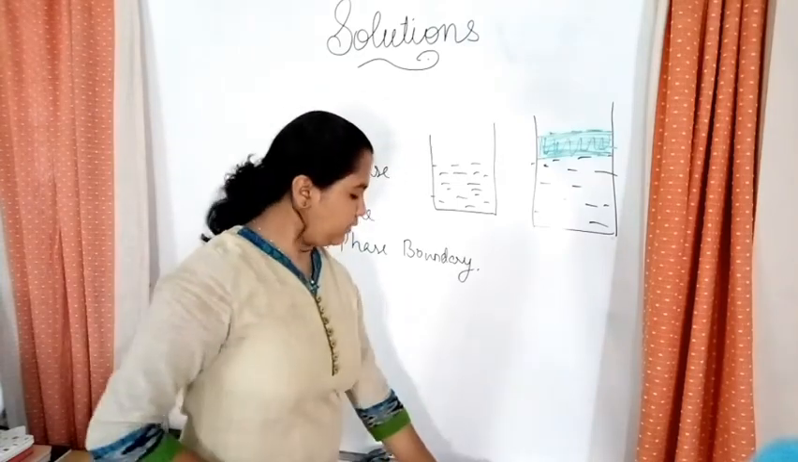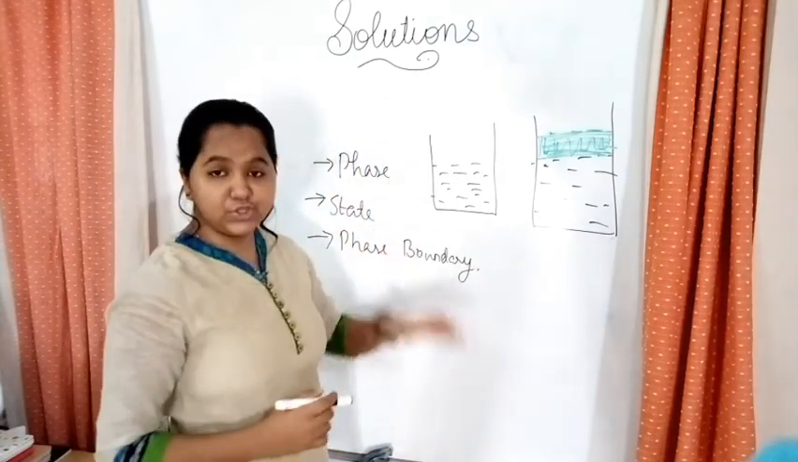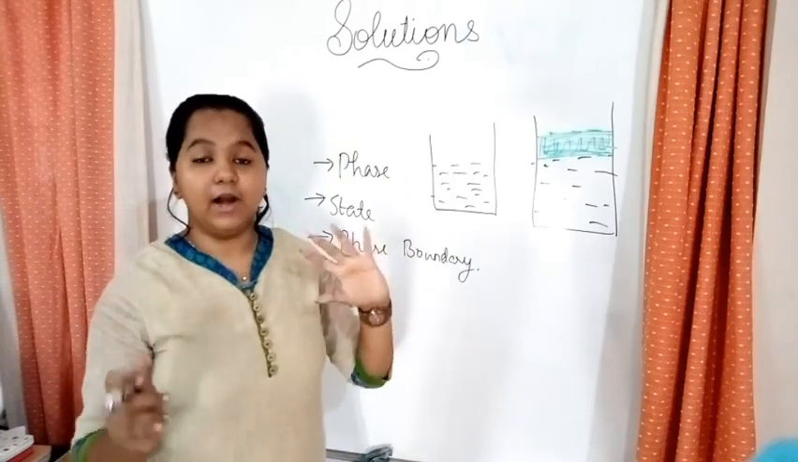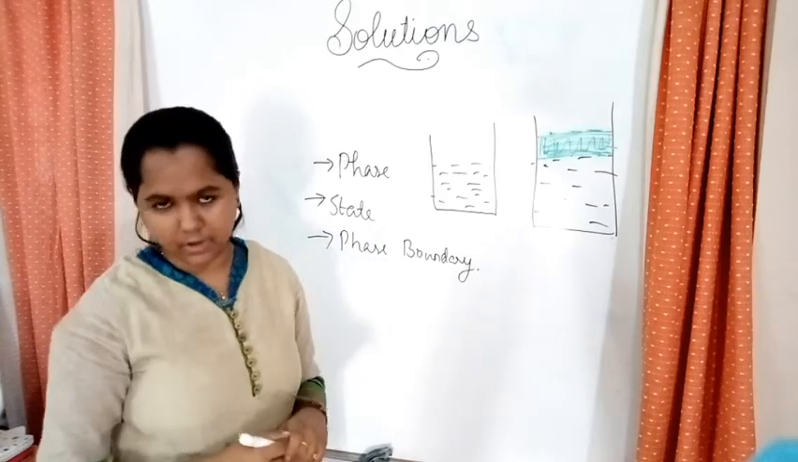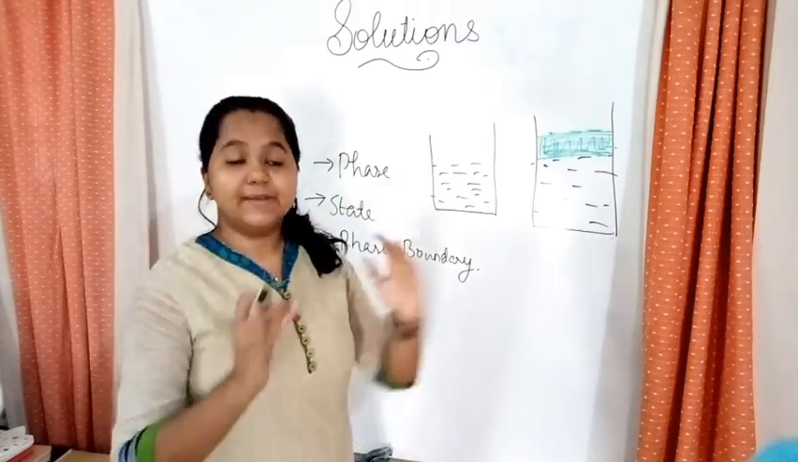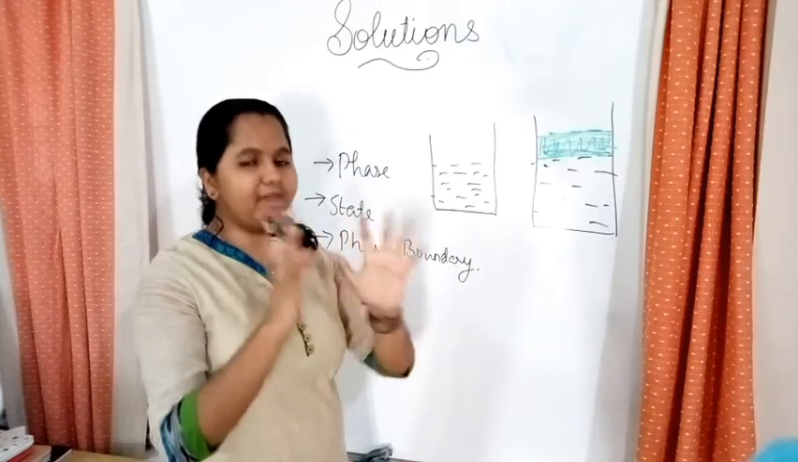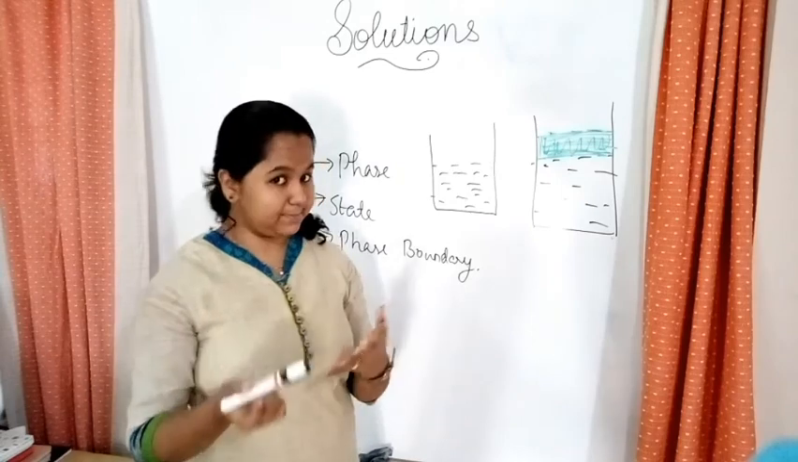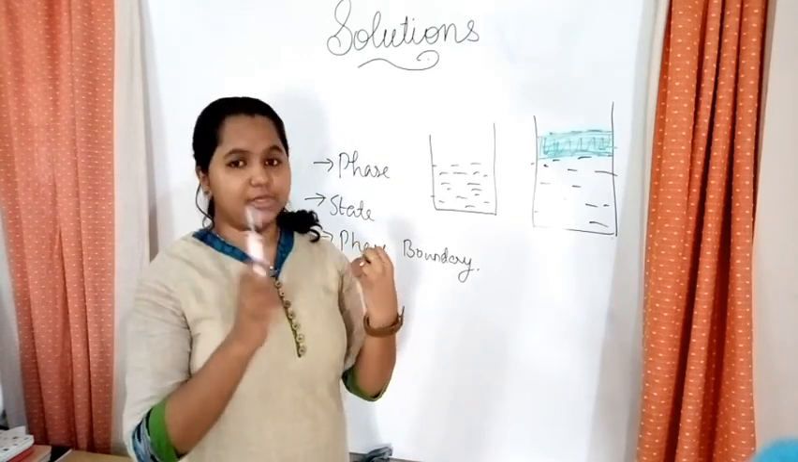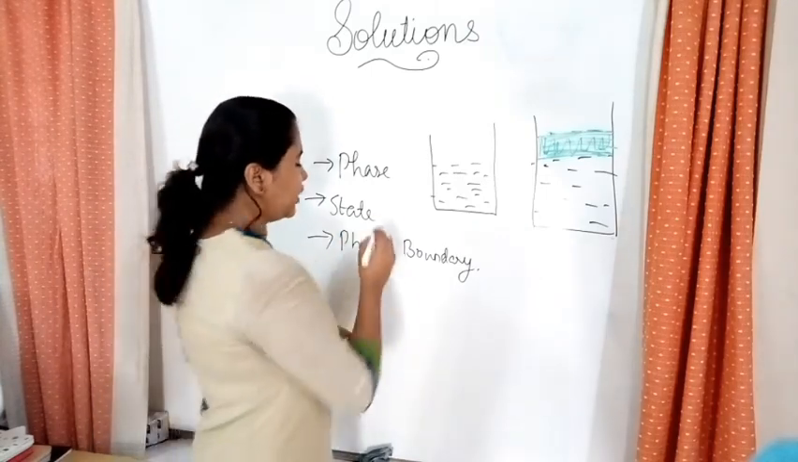So now to define what is phase. Phase is a region where all the physical properties such as refractive index, density, etc. are same. So what is phase? Phase is a region in space where all the physical properties are same. Which are the physical properties? Examples are refractive index and density. Okay. So now let's talk about state.